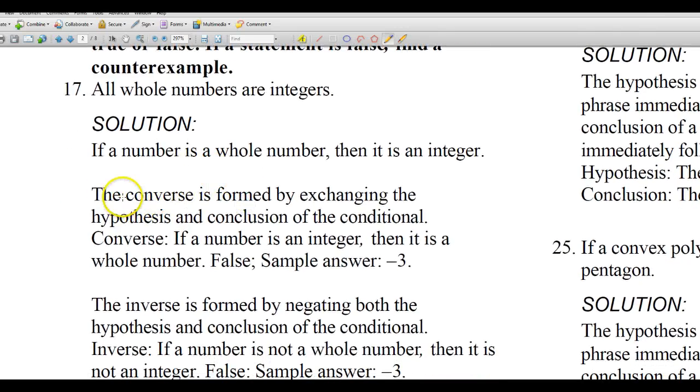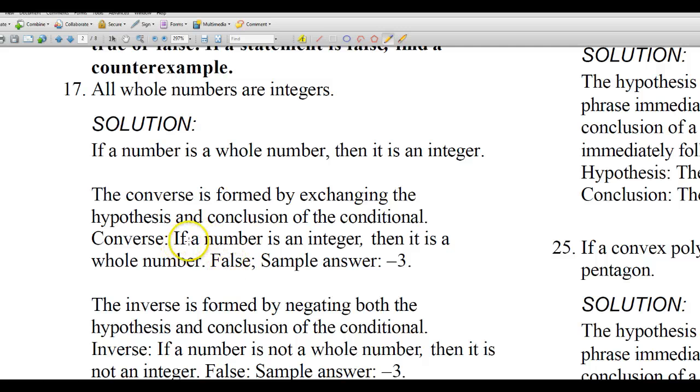So it goes on to say, the converse is formed by exchanging the hypothesis and conclusion of the conditional. So we just flip-flop the two things after the if and after the then. So the converse would be, if a number is an integer, then it is a whole number. And we can see that this is false. So we need to give a counterexample.